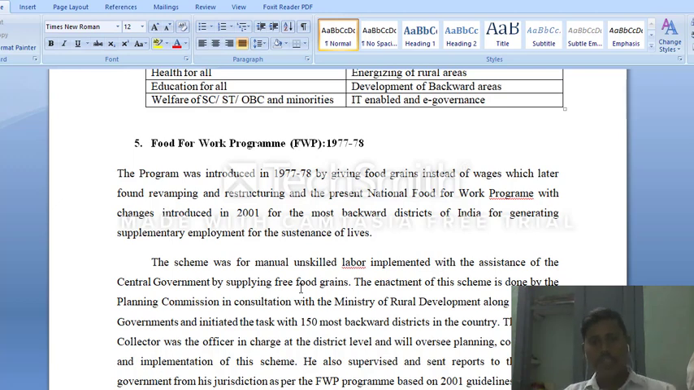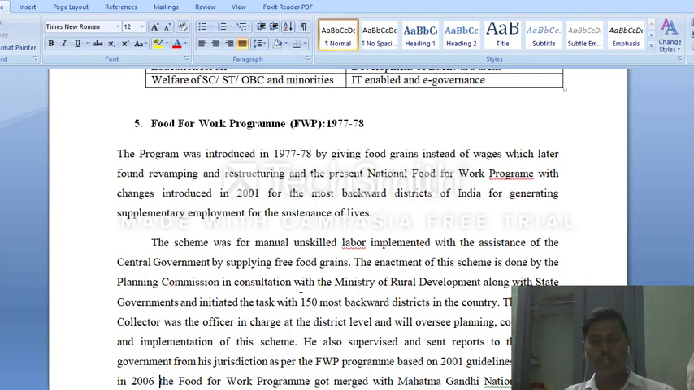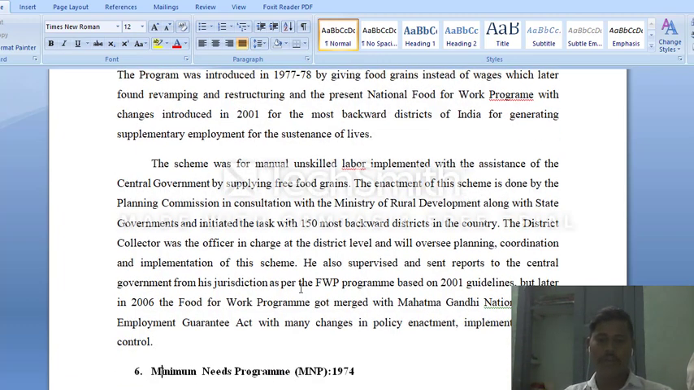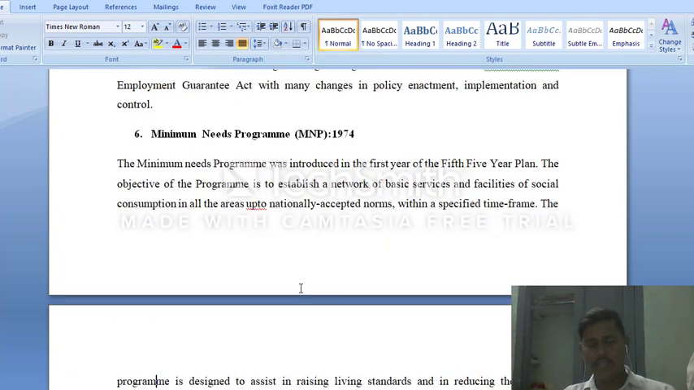But later on, this program has been launched across the nation. The next one of the poverty eradication programs is the Minimum Needs Program. In fact, India is the first country in the world to introduce a minimum needs program. This Minimum Needs Program was introduced in the first year of the Fifth Five Year Plan, in 1974.